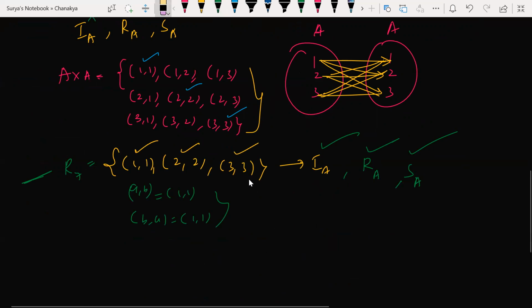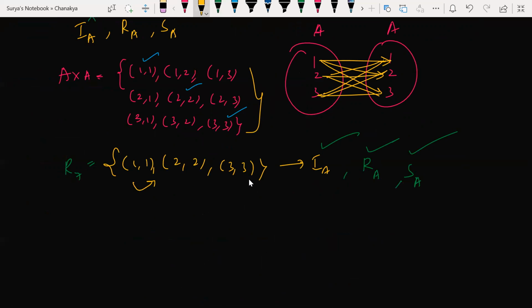3,3 also satisfies. Clear? Understood, yes sir. So doublets is nothing but pairs where both elements are the same, like 1,1, 2,2, 10,10, 20,20. They are doublets. Identity means only doublets must be there.